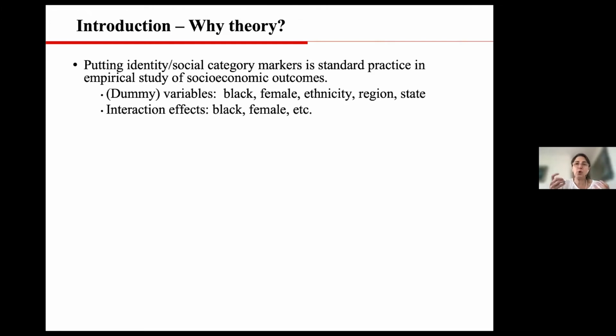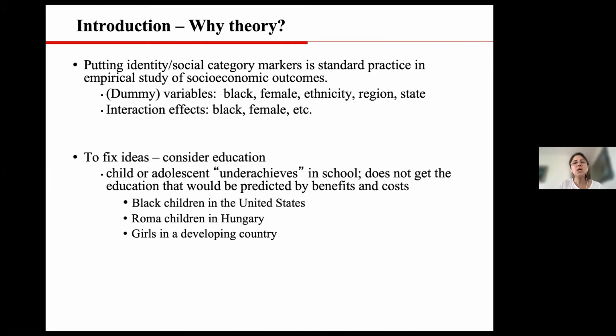And if we don't know why, then we won't be able to introduce any sort of policy recommendations and so on. So I'm going to start introducing my human capital acquisition example. So let's consider education or human capital acquisition, right? So there's a child or adolescent who underachieves in school. And what we mean by underachieving is this child is not getting the education that would be predicted by the benefits and costs from education.